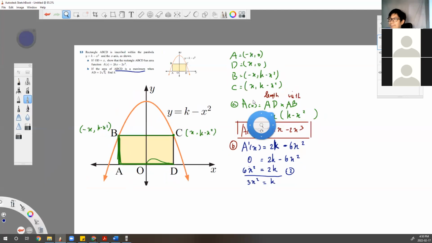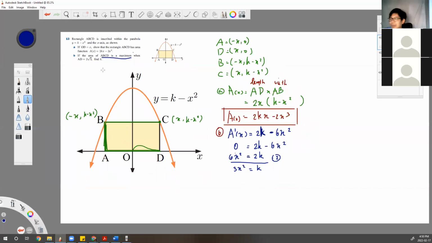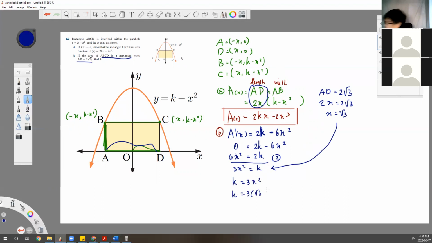So we have another clue. AD is 2 square root 3. What is AD? AD is 2x as given. So 2x equals 2 square root 3. So x will be square root 3. And you can put the x in below here. So k equals 3x squared. K equals 3 times square root 3 squared. And then we get the answer of 9, right? Got it.